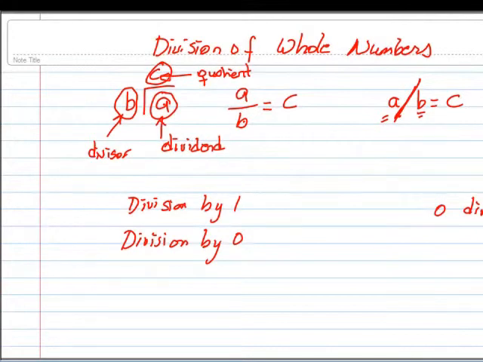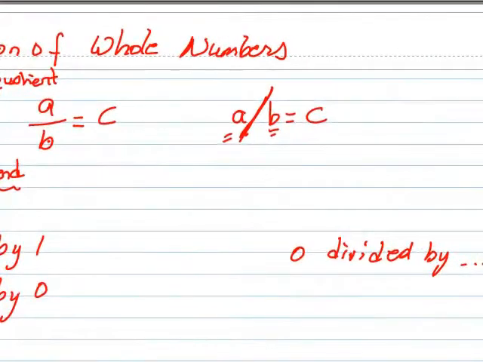The result is called the quotient. The first one is called the dividend, and the one that's dividing is called the divisor.